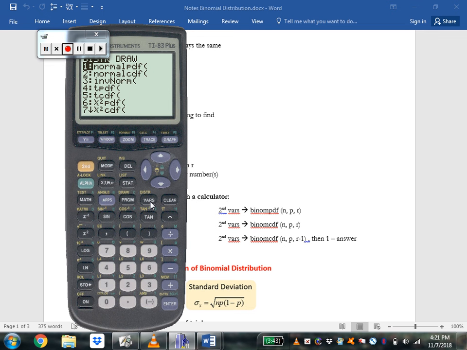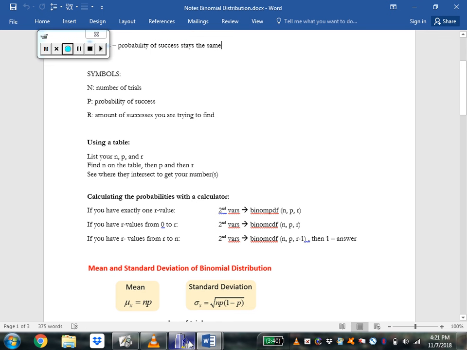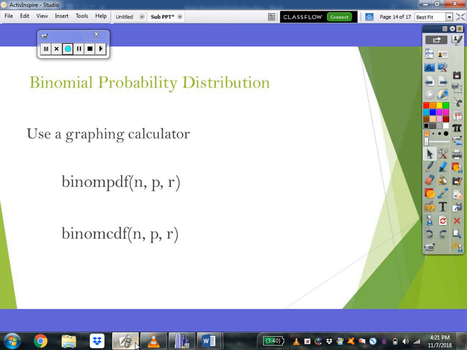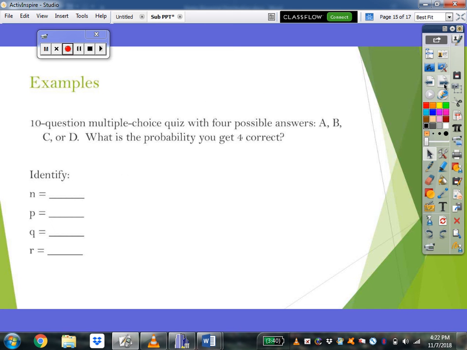So we're at bars, and then we're going to scroll down until we get there. So for example, there's the binom PDF that you hit, then enter, and then you would type your necessary information. So let's come back to that in a little bit.